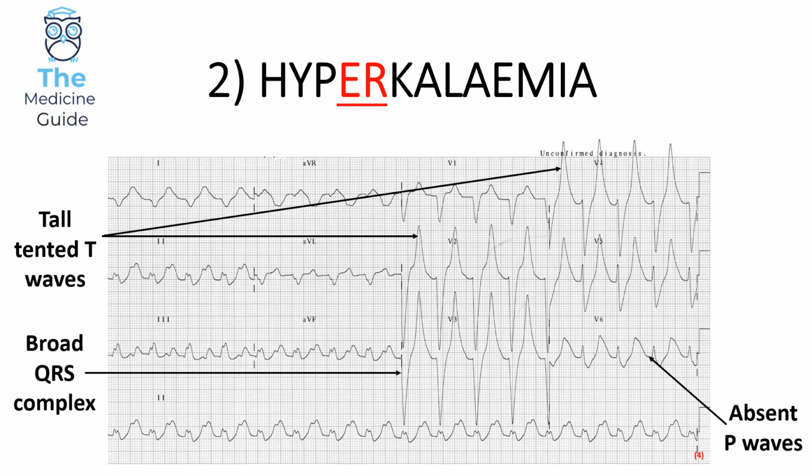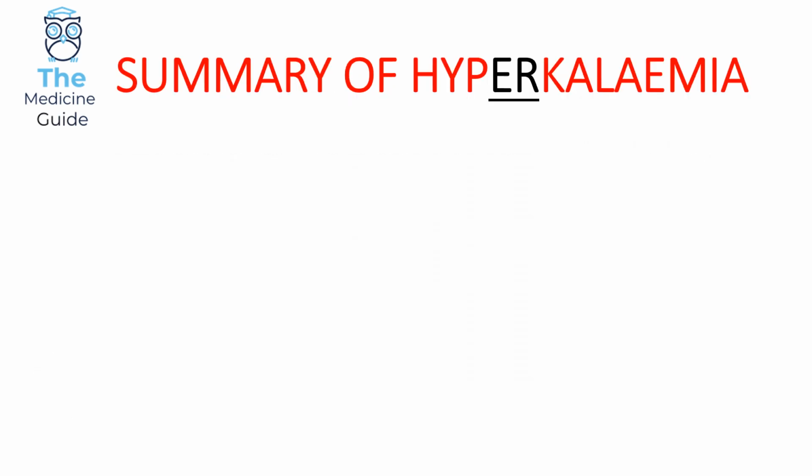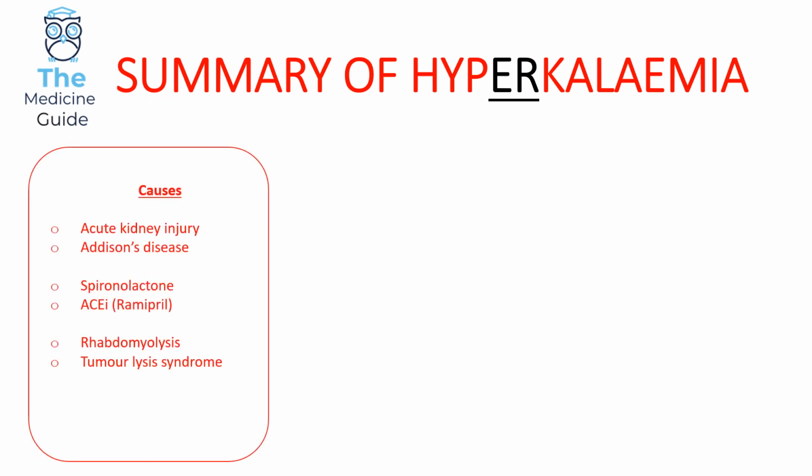And also a broad QRS complex, so that's when your QRS complex is more than 2 small squares, and that again is a key feature of hyperkalemia. So now let's have a look at hyperkalemia in a bit more detail. So hyperkalemia is caused by an acute kidney injury, an AKI.